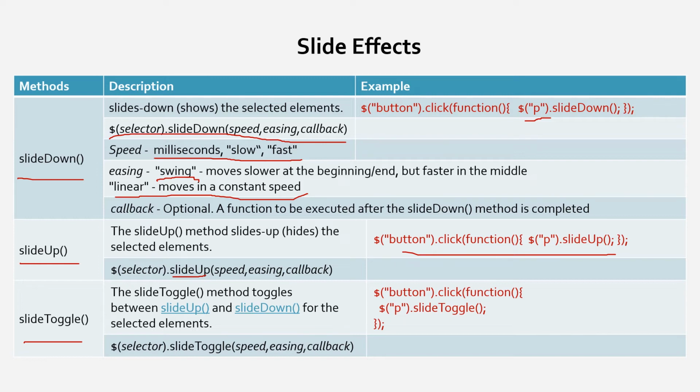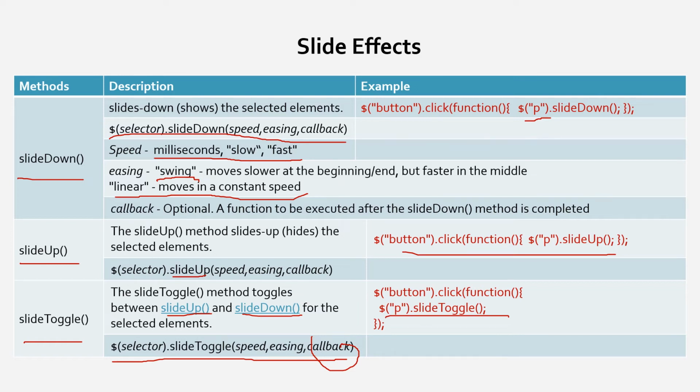Now we will see the toggle function, which will toggle between slide up and slide down. Syntax is selector.slideToggle, speed, callback and all. You need to specify; callback is again optional. The syntax is like this: dollar of the paragraph, whatever element you need to specify, heading or paragraph or whatever it may be.